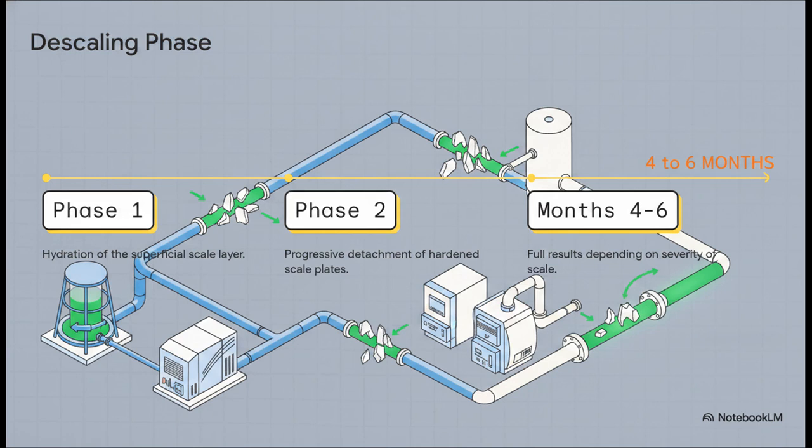Step 1 begins with the chemical hydration of the superficial scale layer. Step 2 utilizes this hydration to drive the progressive detachment of those hardened scale plates. Step 3 requires patience. This process typically takes 4 to 6 months to see full results, depending entirely on the gravity of the initial situation. The ultimate expectation upon opening the equipment is a system entirely free of scale and corrosion damages.